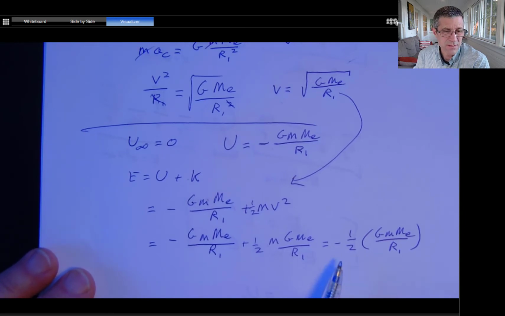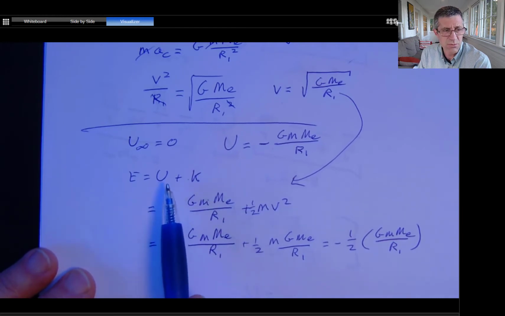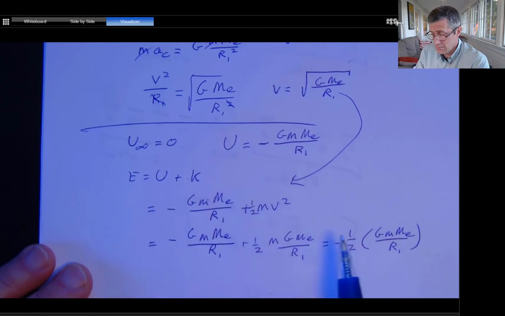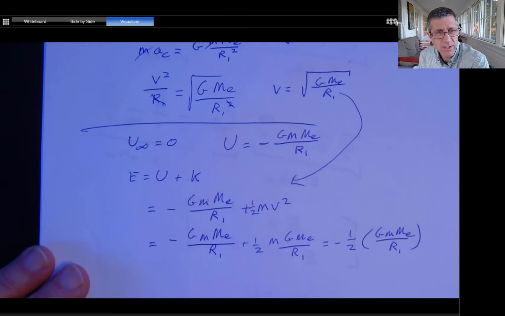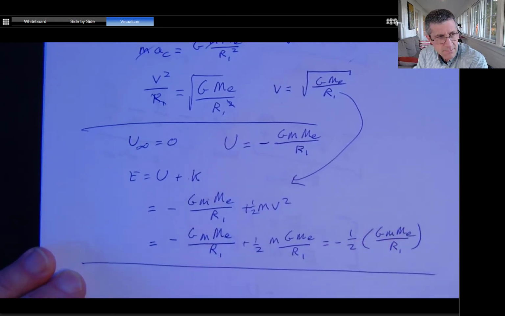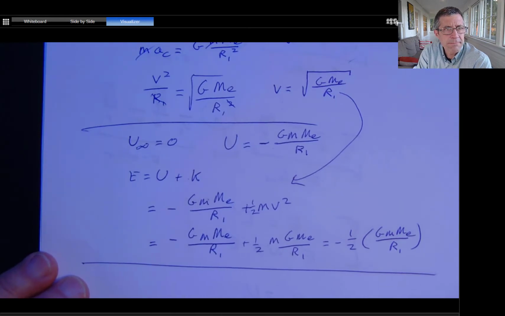Technically I can't have a negative value of energy, but because they insisted that I set the 0 point at infinity for potential energy, I have less than I have at infinity. So I know I have a negative value for this. This is important. Okay, so far so good. So I have an equation for energy.